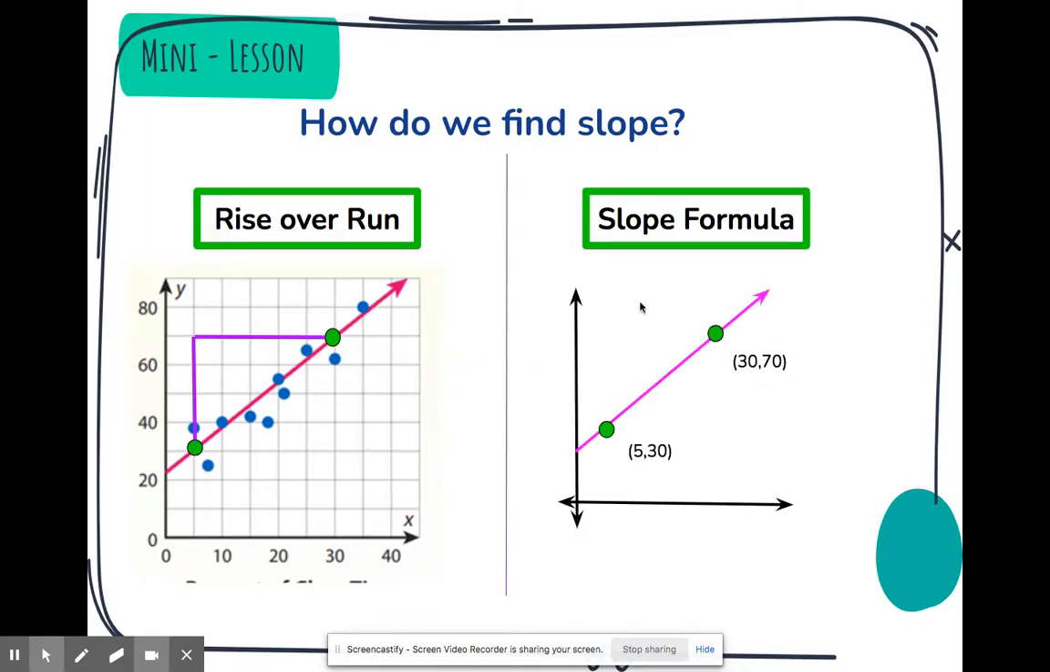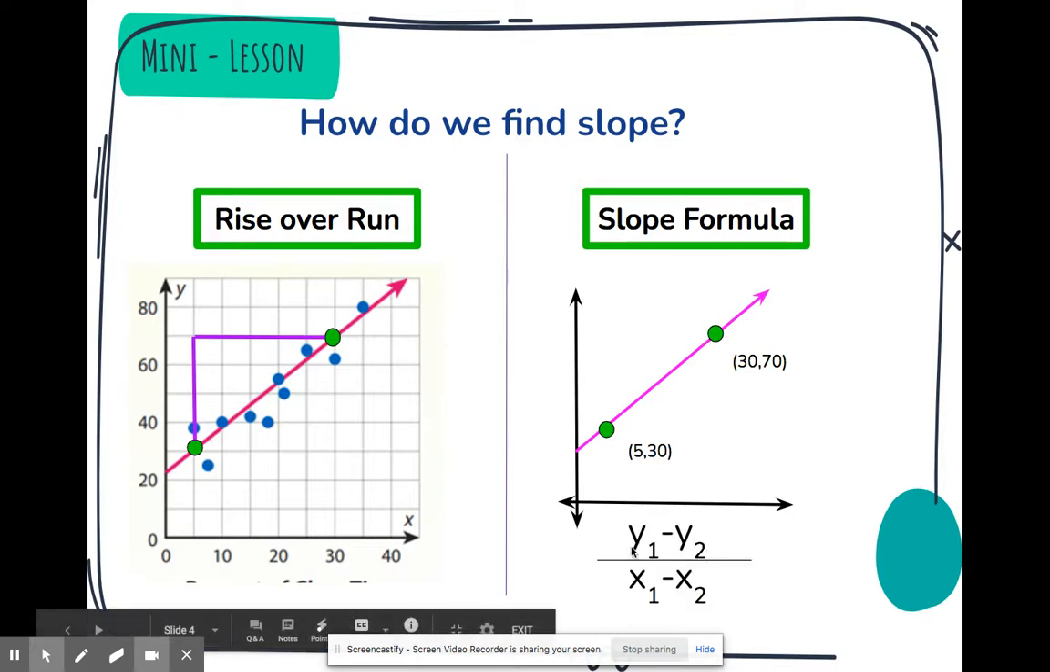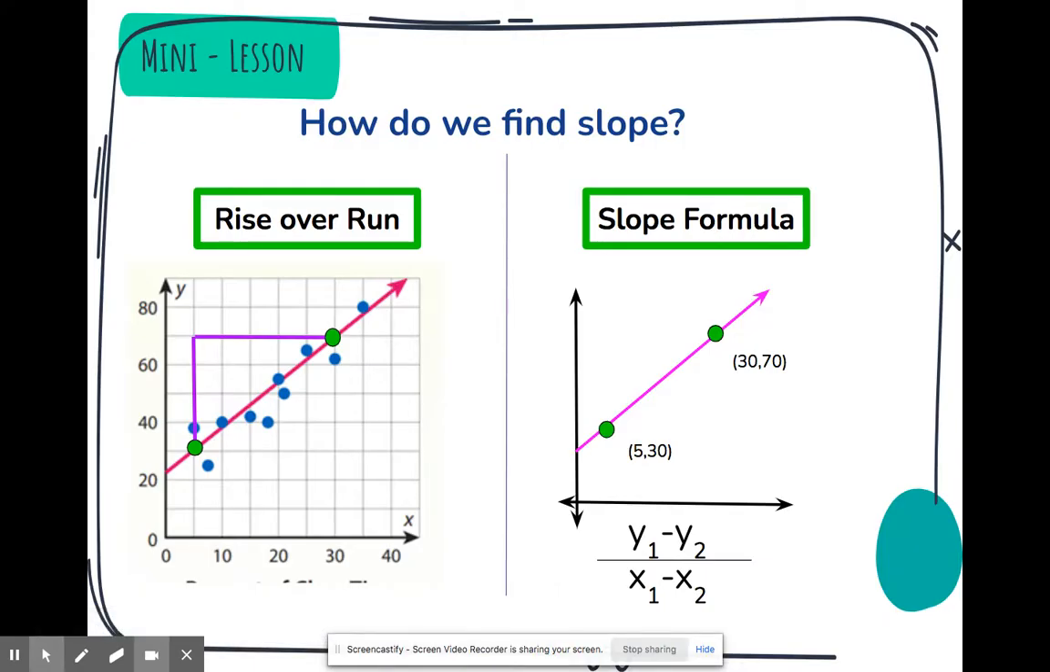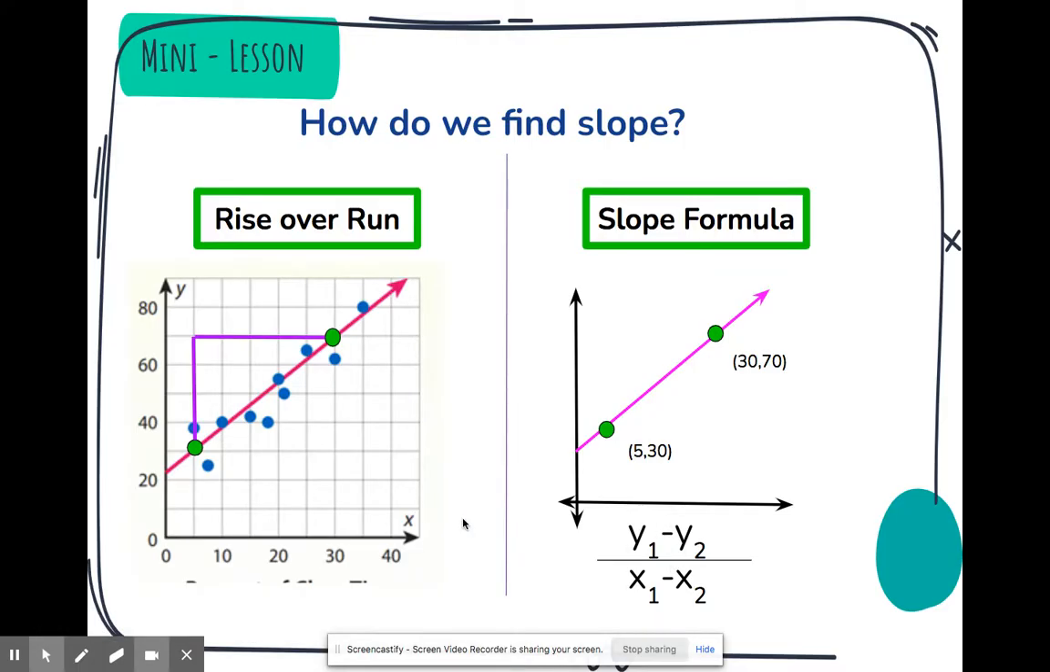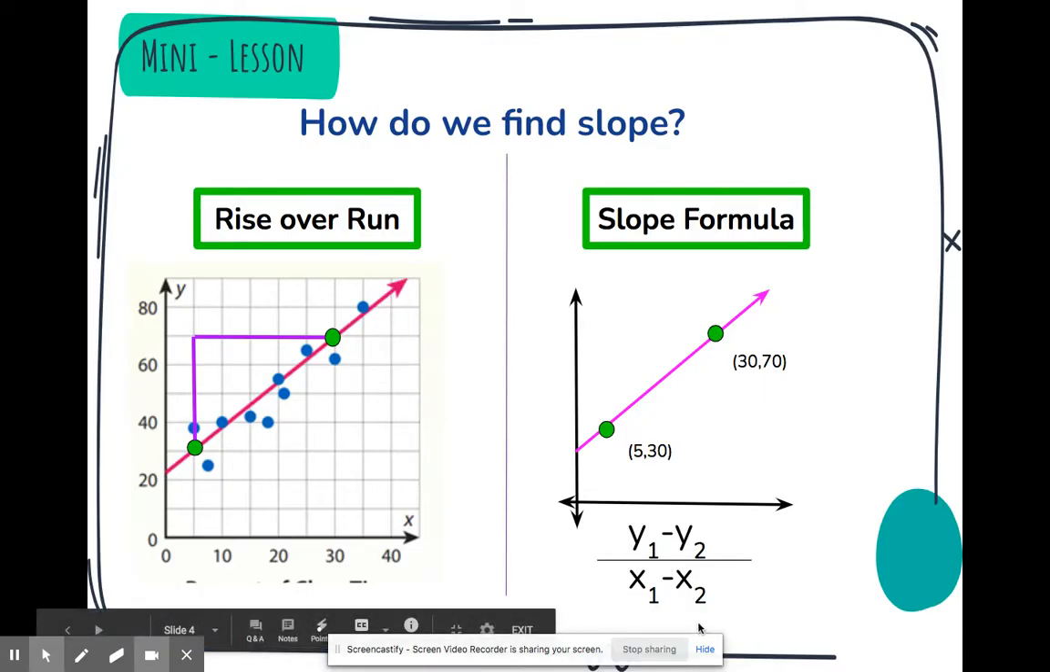Now we can also use the slope formula. We haven't talked about our slope formula yet, but we're going to today. Our slope formula is the difference of our y's on top, y1 minus y2, divided by the difference of our x's, x1 minus x2. If you think about it, in rise over run, the rise is the top part of your fraction, your y-axis going up or down, which is why our y's are on top. Our run portion, the bottom part of our fraction, is going left to right, and we always run right, which is why we're looking at the difference of our x's.